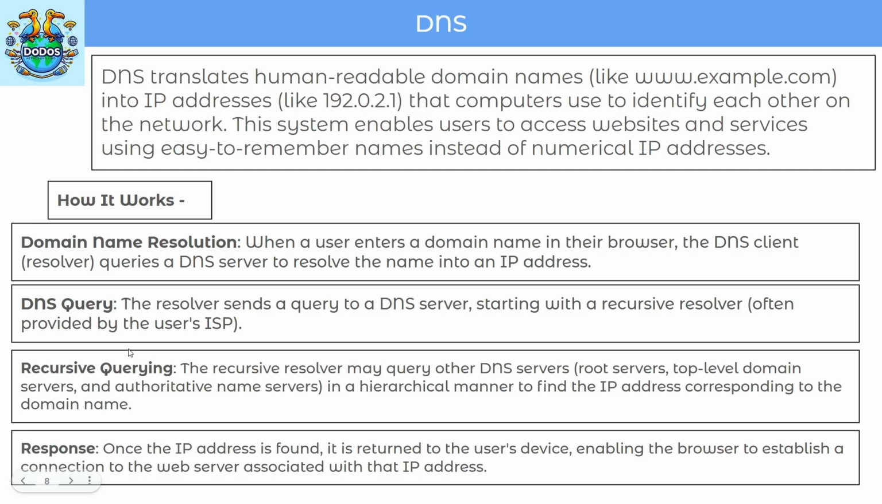Then after that, recursive querying, which is that the resolver may query other DNS servers like root servers and top-level domain servers and authoritative name servers in a hierarchical manner to find the IP address corresponding to the domain names.